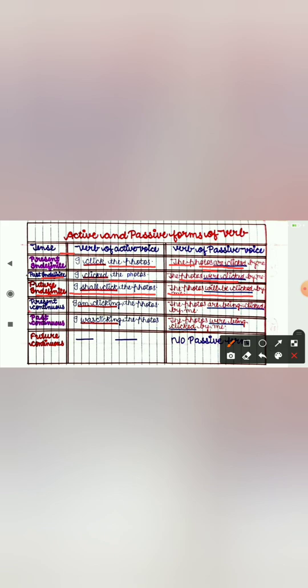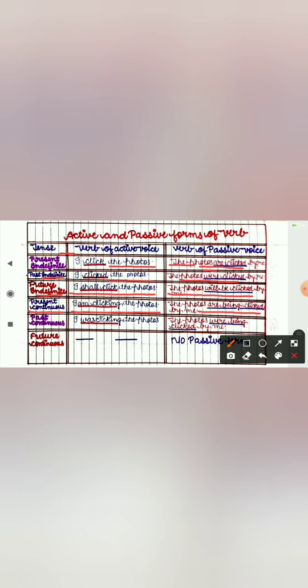So first of all we will discuss present continuous tense. The sentence in active voice of present continuous tense will be: I am clicking the photos. Is, am, are according to the subject, with the first form of verb plus ing as main verb. And when we have to change this sentence into passive voice, the helping verb will be is, am, are with being. So according to the subject we have to use is, am, are, then we have to use being with that.